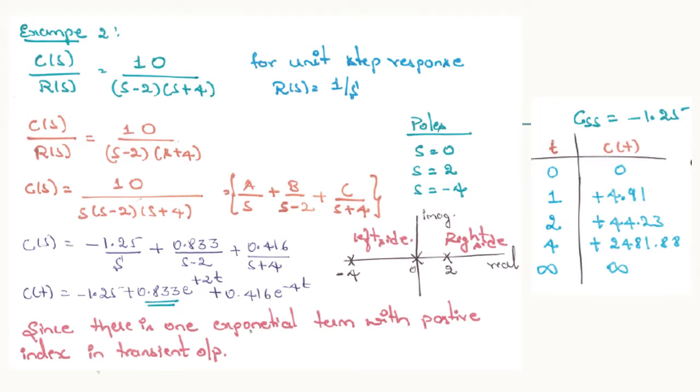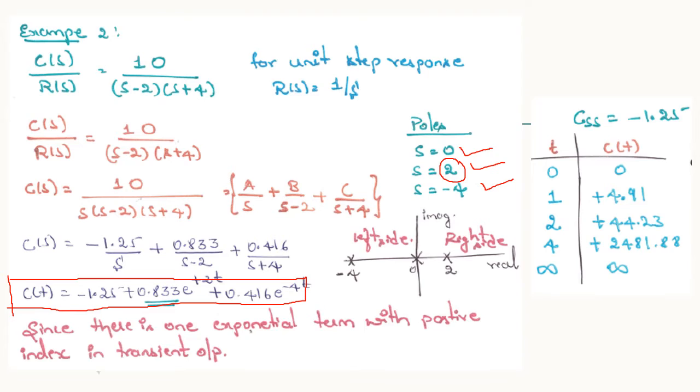Now we take the second example, that is 10 divided by (s minus 2) into (s plus 4). Again if I rearrange the equation, I get 10 divided by s into (s minus 2) into (s plus 4). In this case the poles are s is equal to 0, s is equal to 2 and s is equal to minus 4. As you can observe, one pole is on the right side of the system, and when I see the equation, that is C of t, I know that C of t is equal to minus 1.25 plus 0.833 e power plus 2t plus 0.416 e power minus 4t.